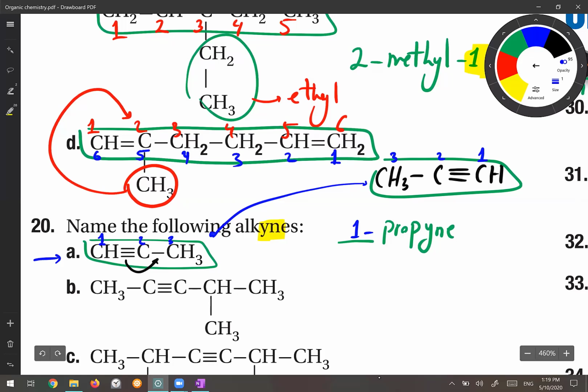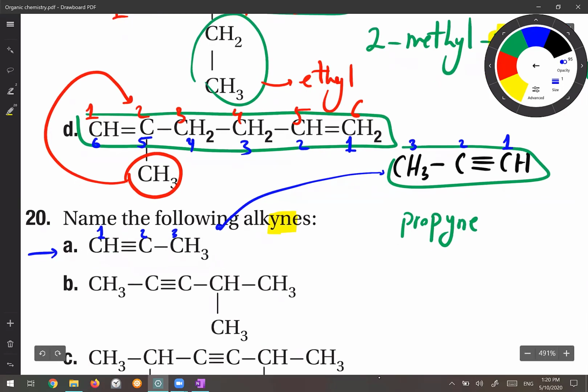They are 1-propyne. So for propyne, the location of the triple bond is not important. They are exactly the same molecule, you have just flipped or rotated the molecule. So in this case, it's not necessary to mention the location of the triple bond, although if you say it's 1-propyne, your answer is not wrong. Let's go to the next example, part B.